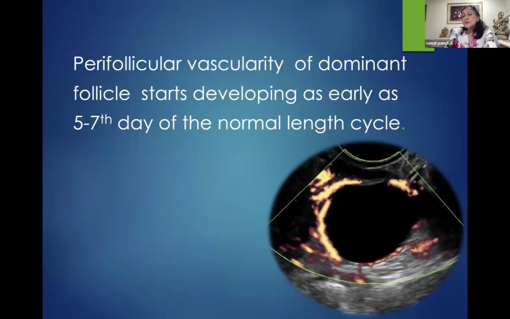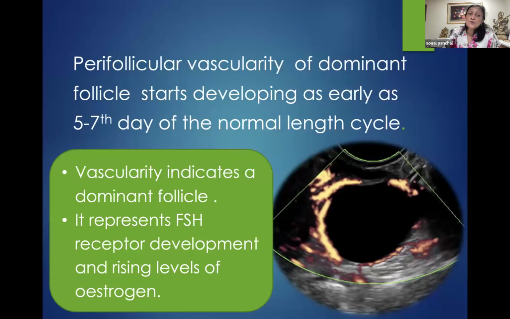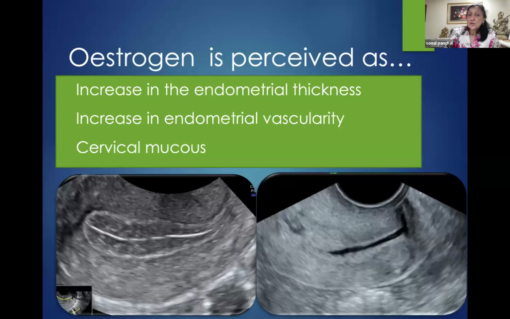Perifollicular vascularity of the dominant follicle starts developing as early as about day 5 to 7, as mentioned in the literature for a normal length cycle. It is therefore an indication that FSH has started working on the follicles and on the granulosa cells, and estrogen secretion has started. Thus, the vascularity of the follicle indicates the dominance of the follicle, and it represents FSH receptor development and rising levels of estrogen.